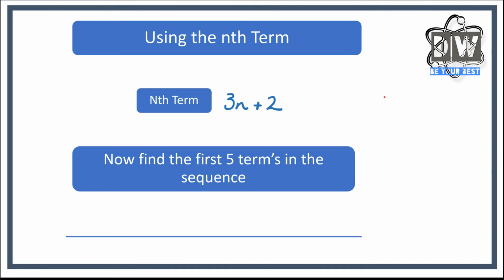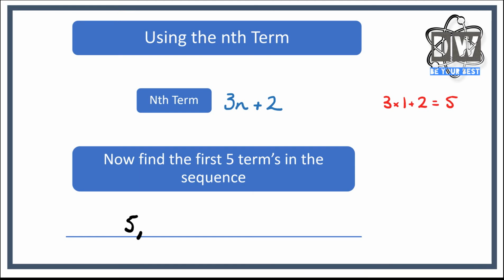So let's do the first one now. 3 times 1 plus 2. Another skill you'd need to know well is substituting in algebra. Remember that 3n is 3 times n. We're looking for our first term, so 3 times 1 is 3, plus 2 is 5. We're going to write that down in the line below.